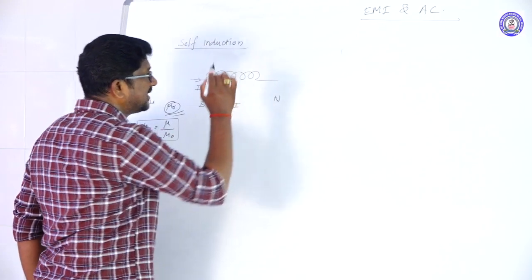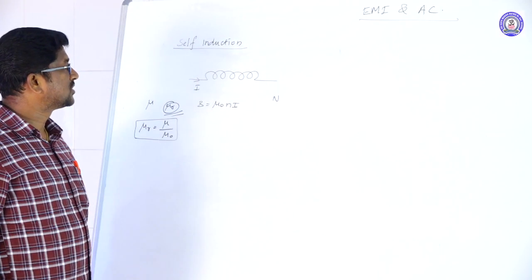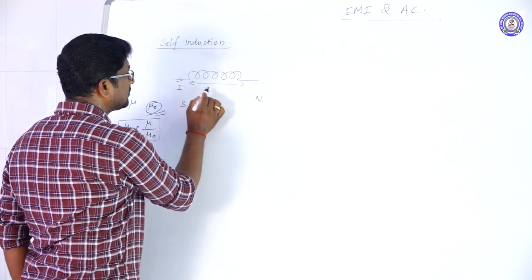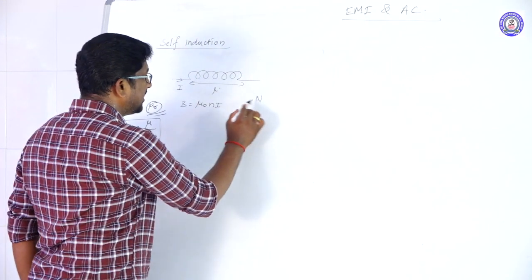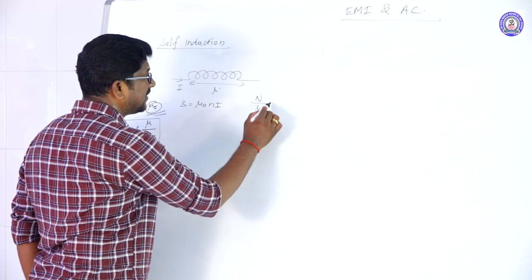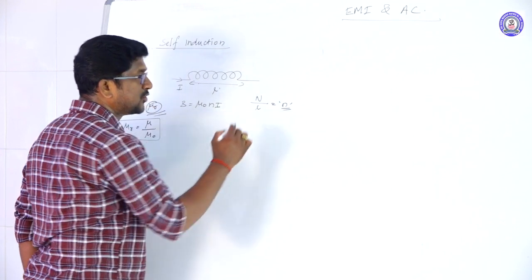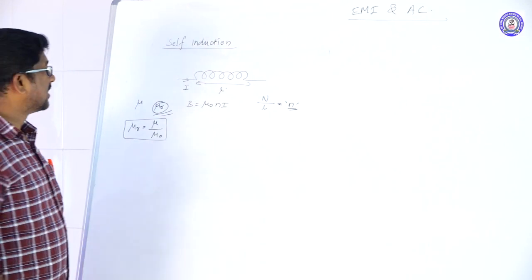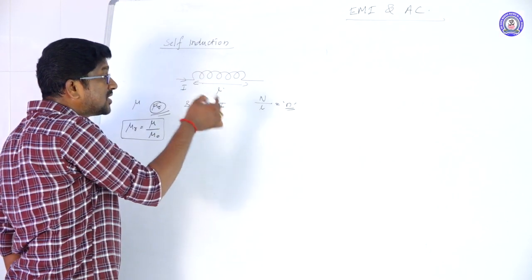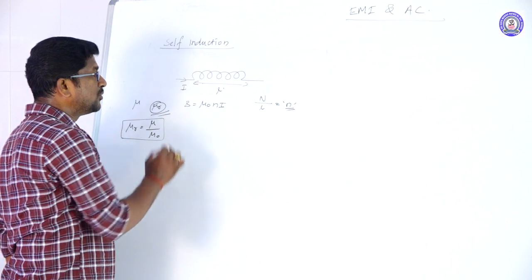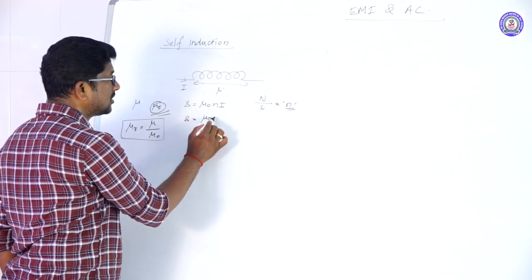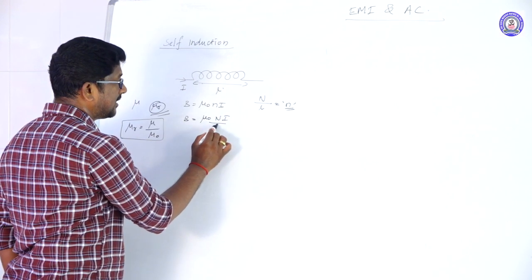Suppose the solenoid contains a total number of turns N, and the total length of the solenoid is L. Dividing the total number of turns by the total length, we get the number of turns per unit length. So the magnetic field inside the solenoid in terms of the number of turns per unit length is given by B is equal to mu naught n I. In terms of total number of turns, B is equal to mu naught N I divided by L.